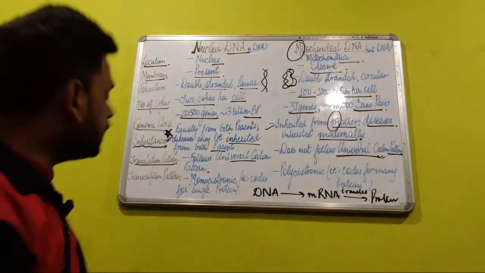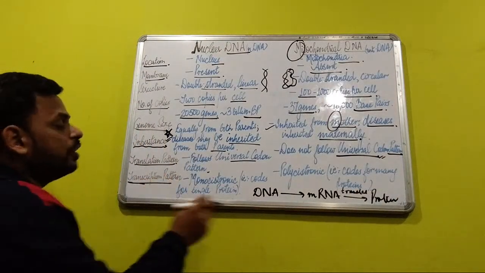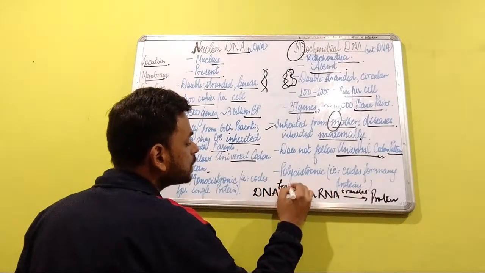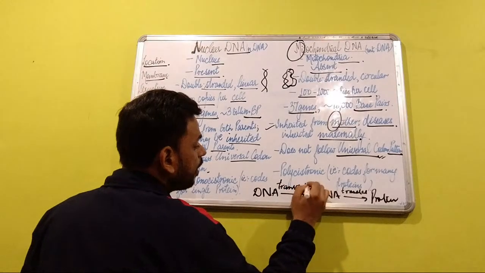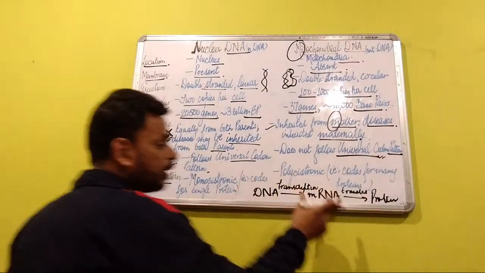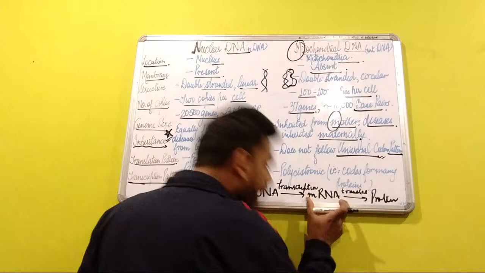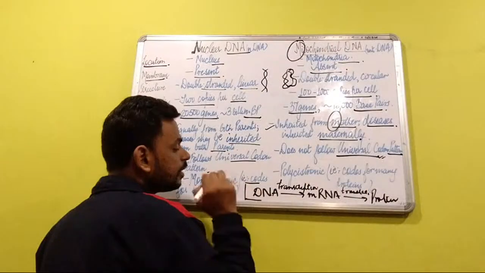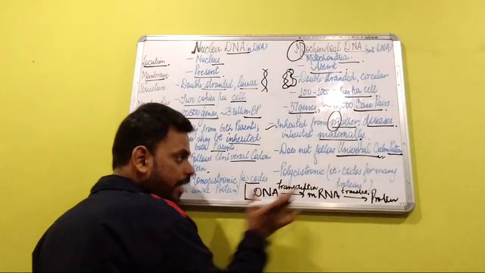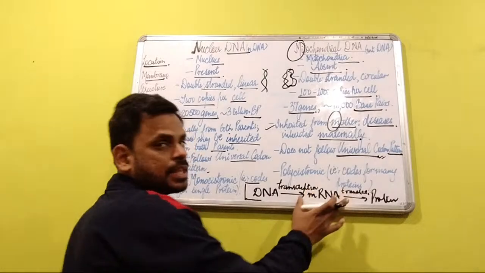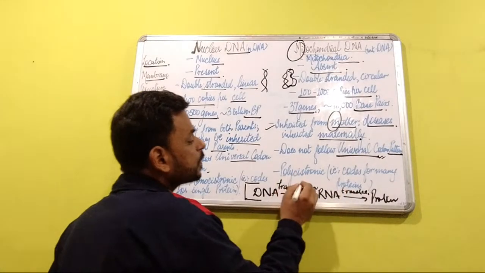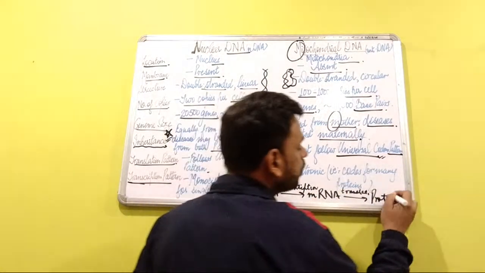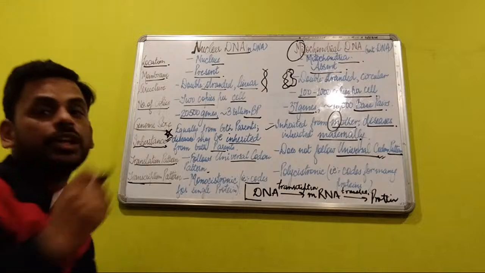And last but not least, when we look at transcription, the formation of mRNA from DNA, that process is called transcription. This is the model: from DNA, the formation of messenger RNA, this process is called transcription. And from mRNA, when protein synthesis takes place, the process is called translation.